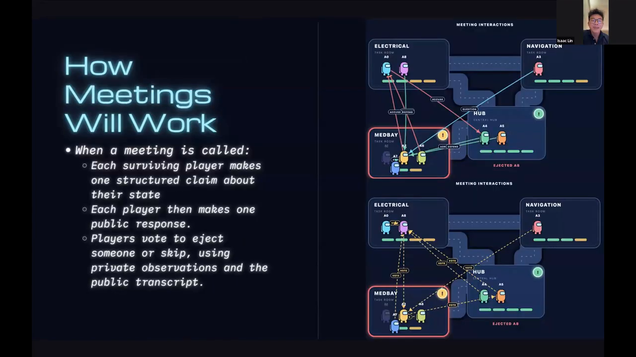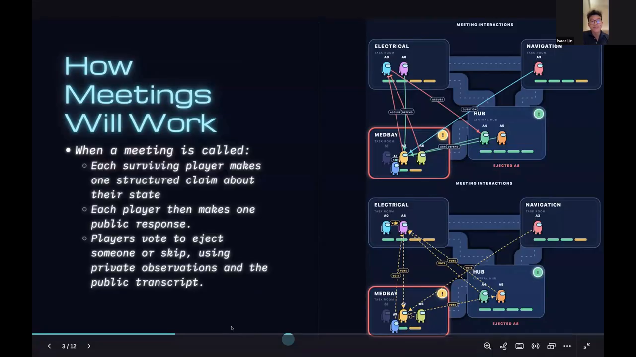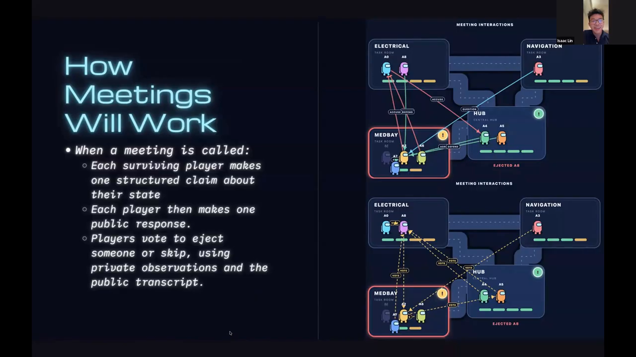After a meeting is called, there are three parts to it. The first part is that each member will give one claim about their state. This could either be their location, for example, Agent A1 was in Medbay; who they were with, for example, A1 was with A6; or an observation, I saw A6 killing A1.